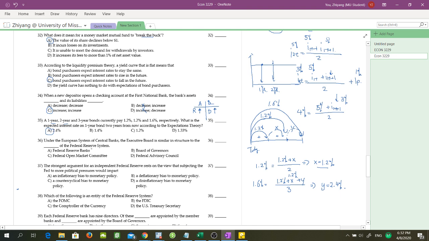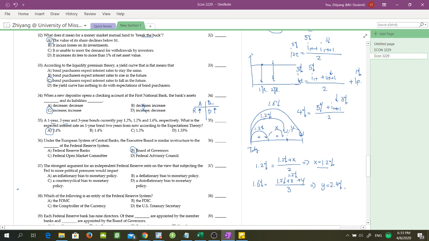Under the European system of central banks, the executive board is similar in structure to what? That's a board of governors. Okay, so we have the board of governors as the executive board. That's how simple it is.